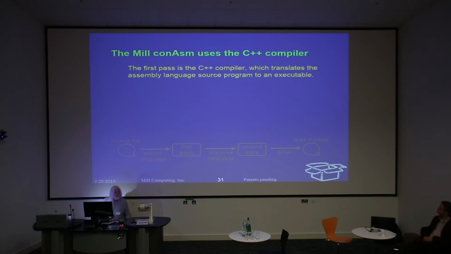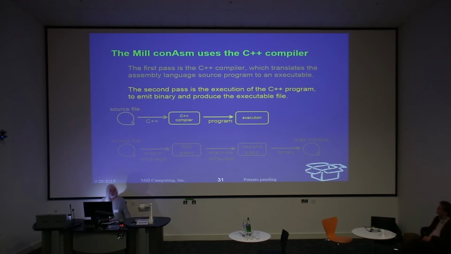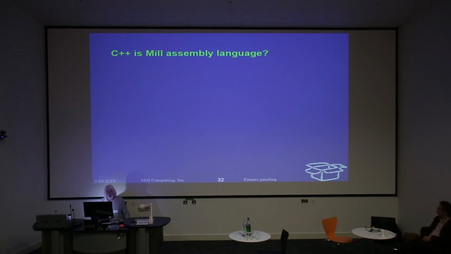The assembly language source program is actually C++. We take the source file, which is written in C++, although it looks like assembler, feed it through the C++ compiler, gets us a program. We run the program, and executing that program is the second pass, and the result of that execution is the binary. How does that work? Each assembler operation is actually a C++ function call.